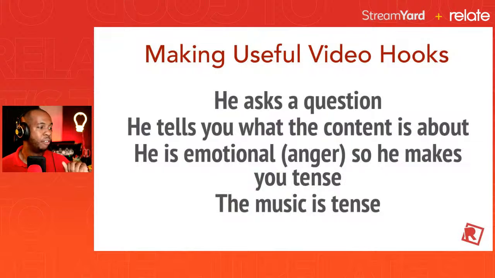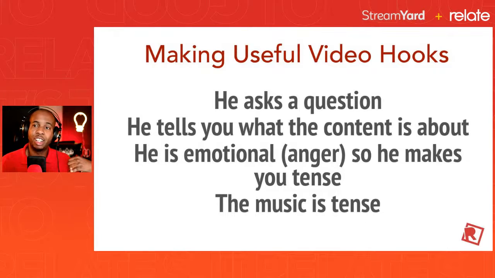All right, so let me jump into what I think makes this hook very, very good. So a few things about this hook. The first thing he does out the gate is that he asks a question. He says, tell me why I would make this particular decision.